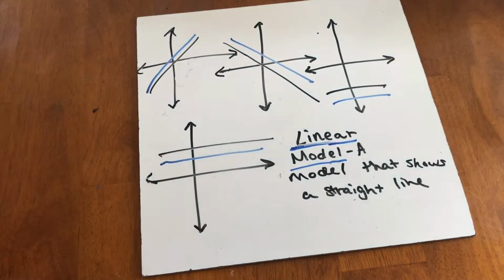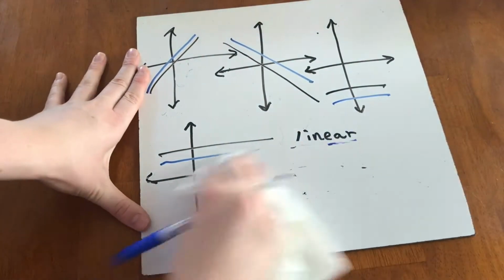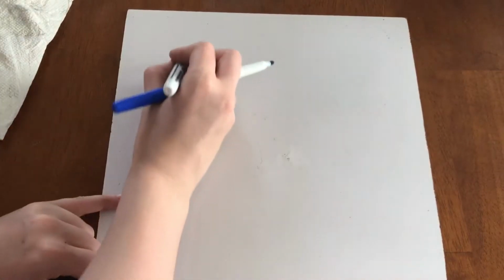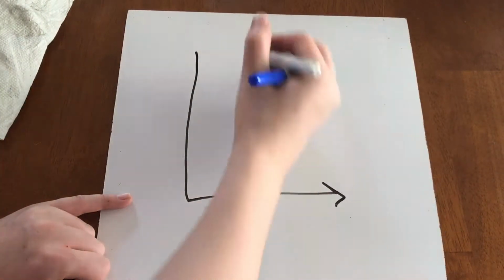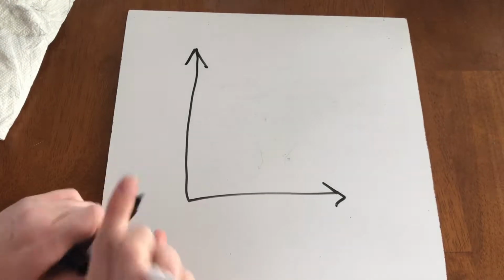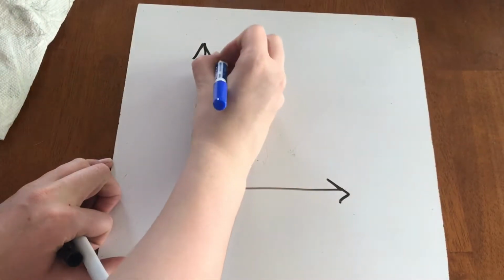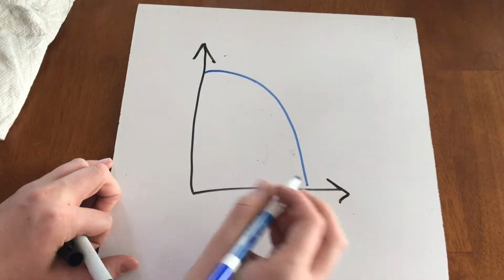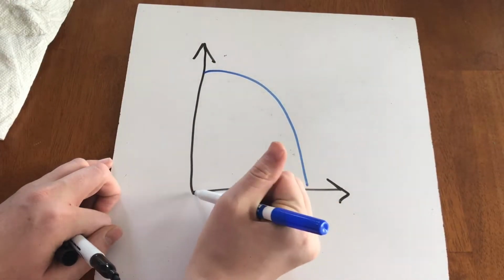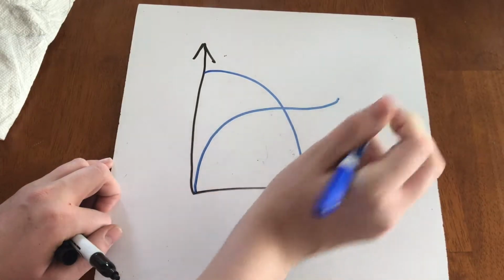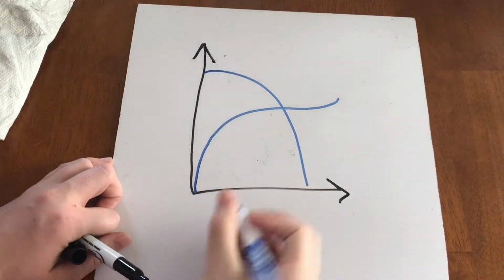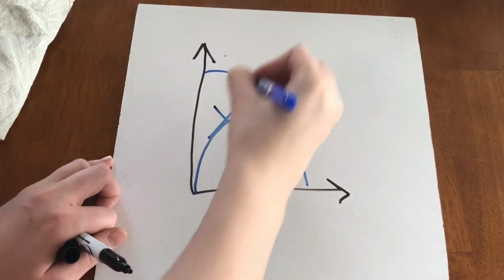and this one. Now, examples of nonlinear models. So nonlinear models would be if you had a graph like this and your line was like this, or it was like this, or basically anything that is not in a straight line. So that is not linear and that is not linear.